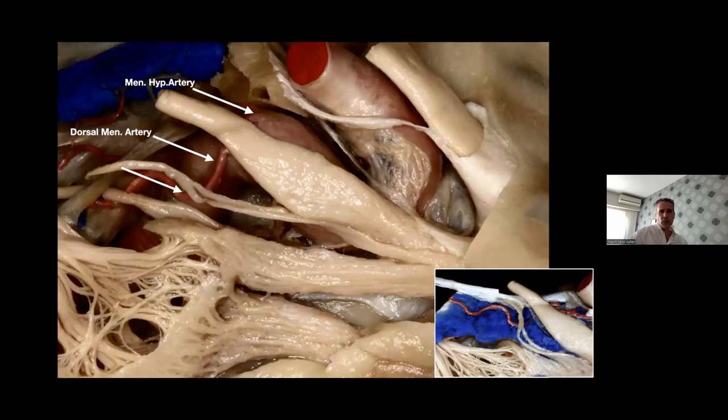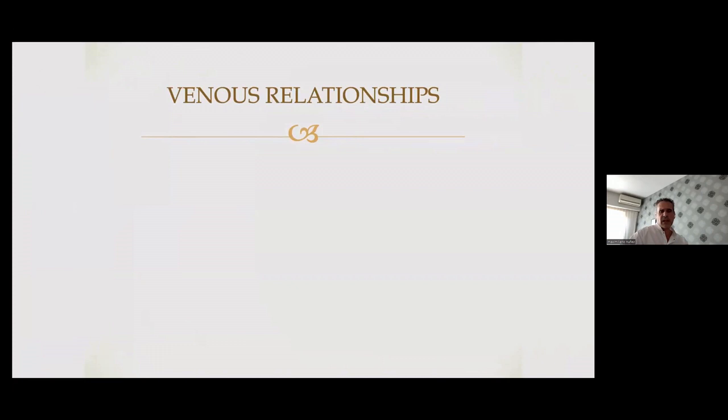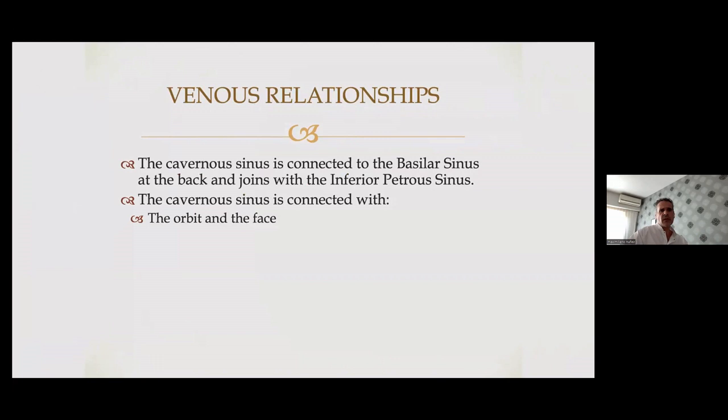Here, the meningohypophyseal artery we see in the dorsal part of the horizontal portion of the carotid, the dorsal meningeal artery in the lower part, and the tentorial artery in the little picture. The venous relationship to finish the presentation. Max, we exceed our time. Please, can you summarize? Okay. Yeah.